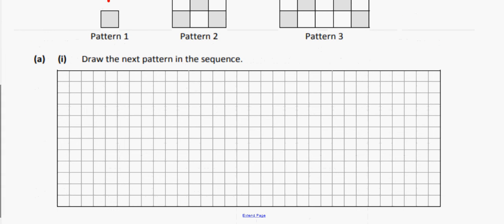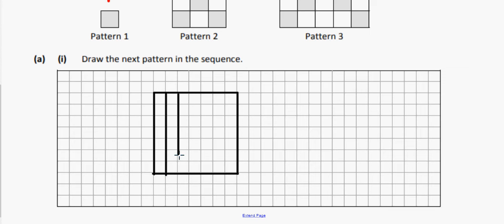So if I do 7 blocks here, 1, 2, 3, 4, 5, 6, 7. 1, 2, 3, 4, 5, 6, 7. And then 1, 2, 3, 4, 5, 6, 7. So it's got to be 7 blocks total.